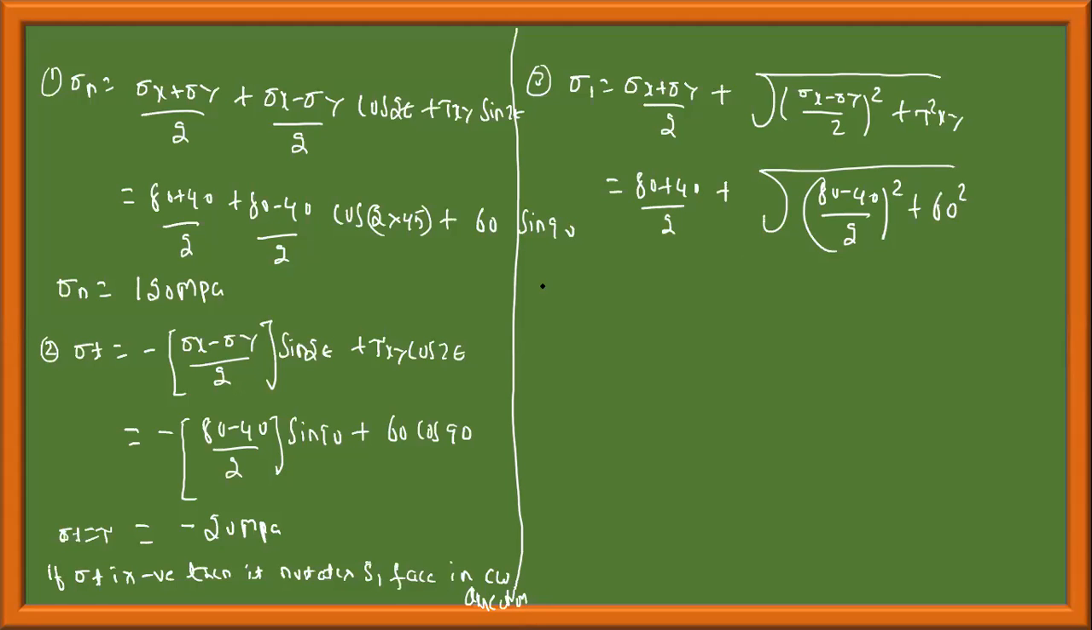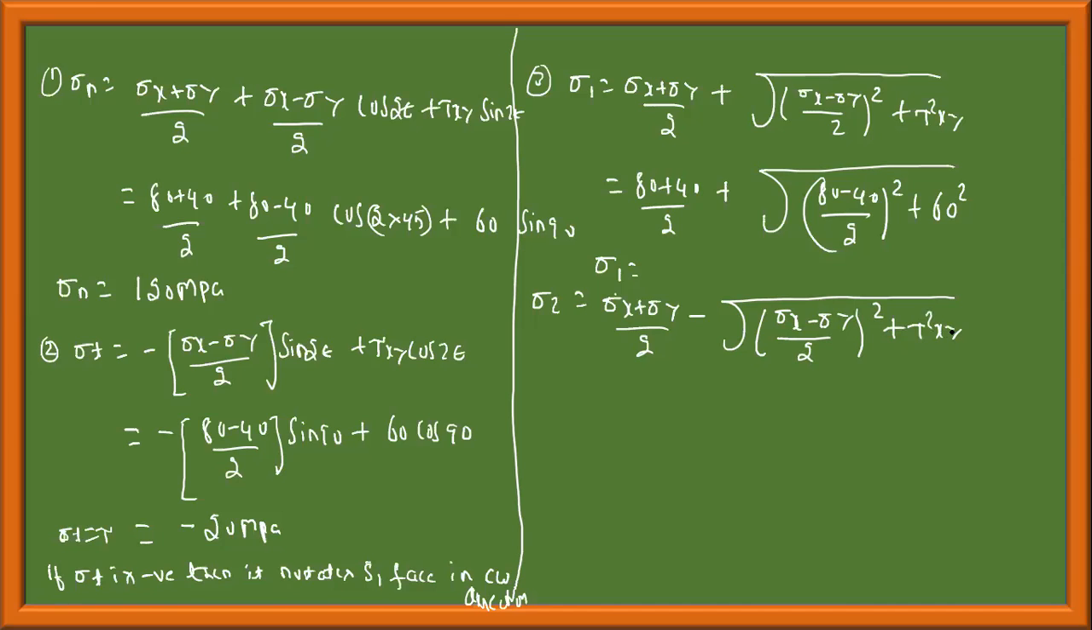60 square. Therefore, sigma 1 you calculate and tell me. Sigma 2 is sigma x plus sigma y by 2 minus root of sigma x minus sigma y by 2 the whole square plus tau square xy. Okay, which you should do. Only the sign changes here, plus and minus. Tell me this, sigma 1 and sigma 2.